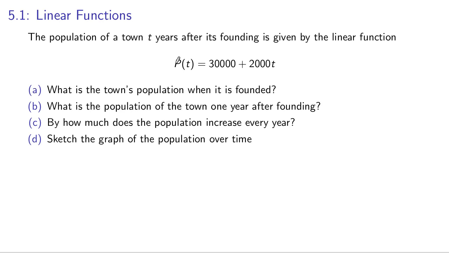So let's learn about these linear functions using a couple examples. The population of a town, t years after its founding, is given by this linear function, 30,000 plus 2,000t. What is the town's population when it is founded? In other words, what is the output when the input is 0? We already know this just from the form of the function. This is the initial value, 30,000. This was our b, 30,000.